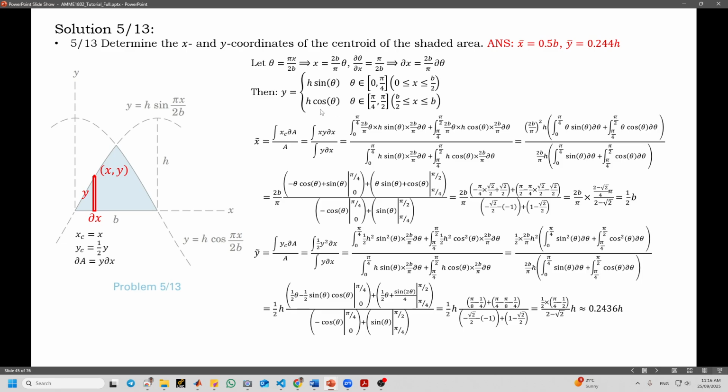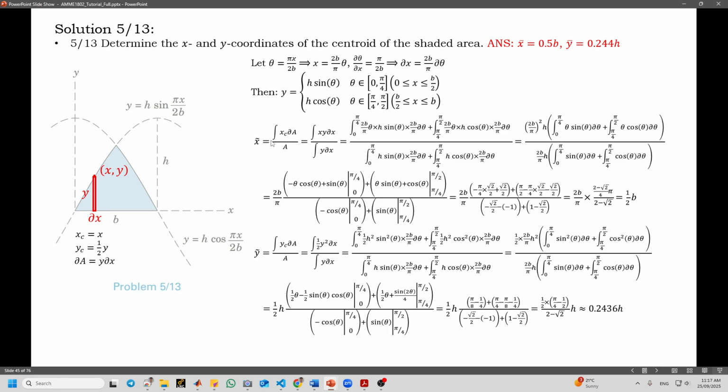Next questions. So again, we draw an element here. And what is the formula for y, the height of this element? It can be h sine pi x over 2b, or it can be h cosine pi x over 2b. So how much is the area of this element? Y times the x, y multiplied by dx.